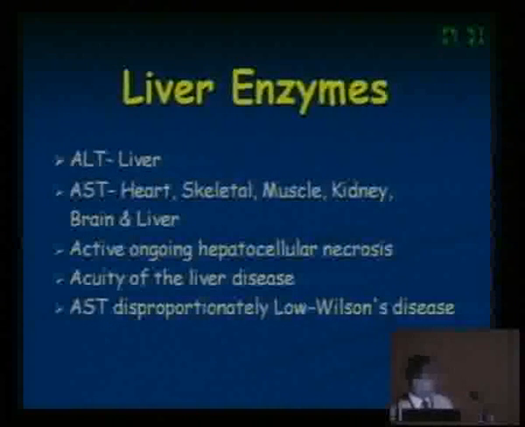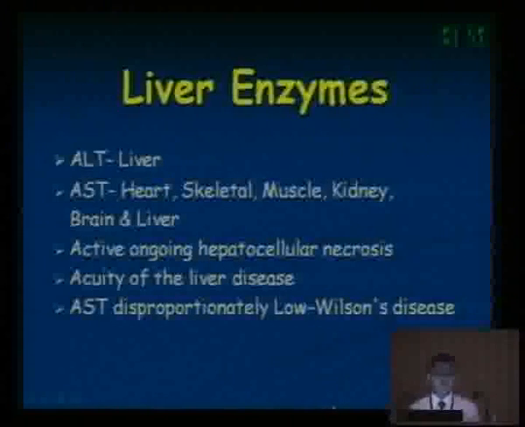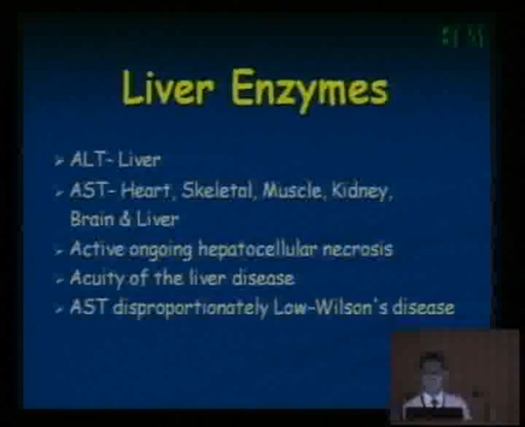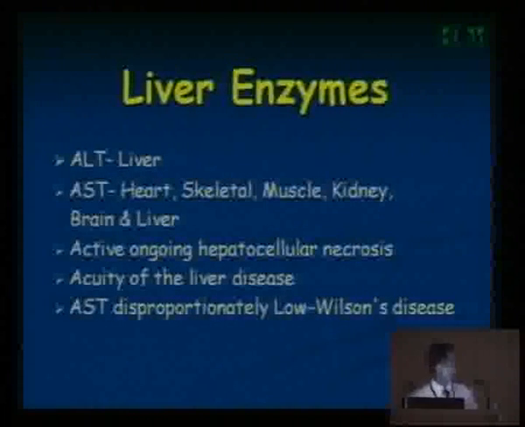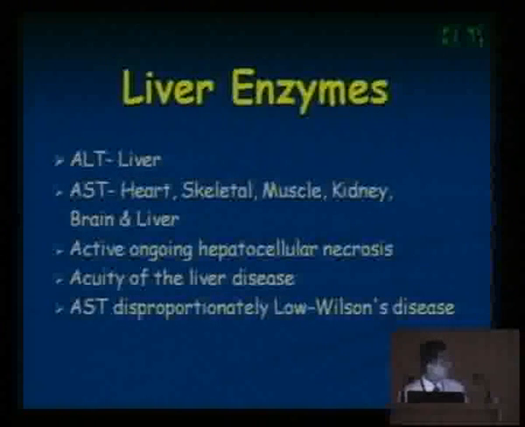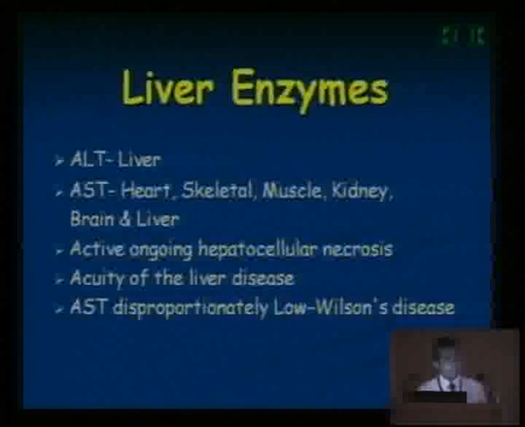And the clinical interpretation is the acuity of the liver disease. For example, in congenital hepatic fibrosis or cirrhosis of the liver, you may see normal liver enzymes. In acute viral hepatitis, you see liver enzymes elevated. Somehow in Wilson's disease, AST is always disproportionately low in this condition. The reason, we don't know exactly.